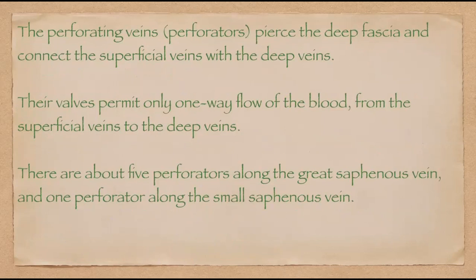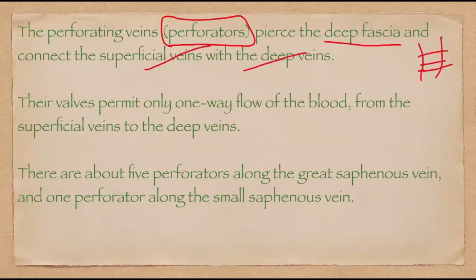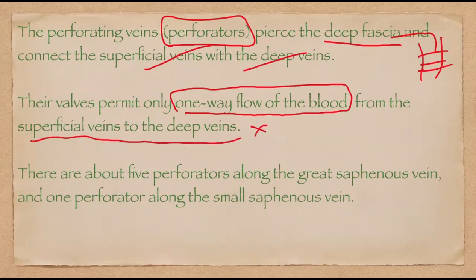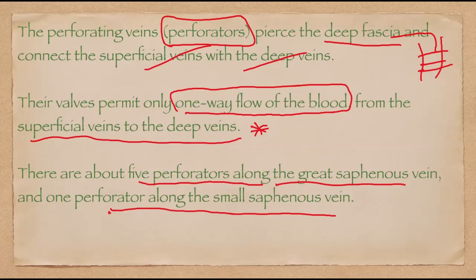Coming to the perforators. Perforating veins pierce the deep fascia and connect the superficial veins with the deep veins. Their valves permit only one way flow of the blood, from the superficial veins to the deep veins. Always remember this. There are about 5 perforators along the great saphenous vein and 1 perforator along the small saphenous vein.